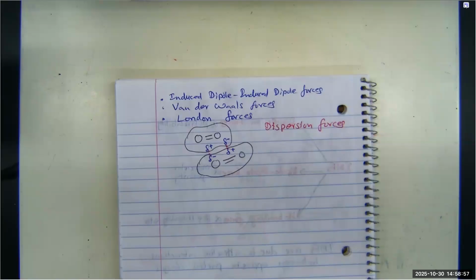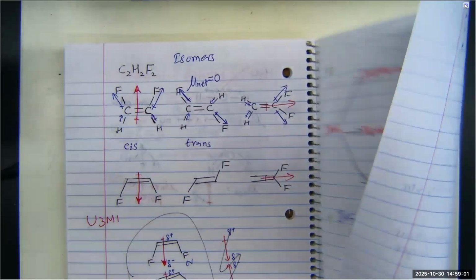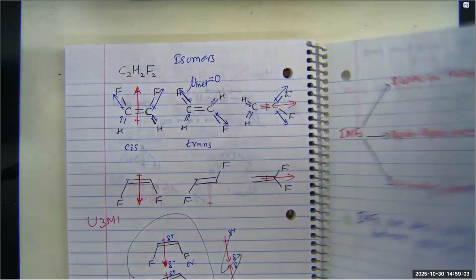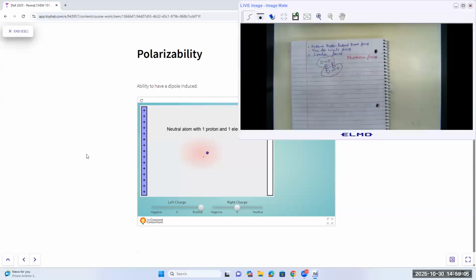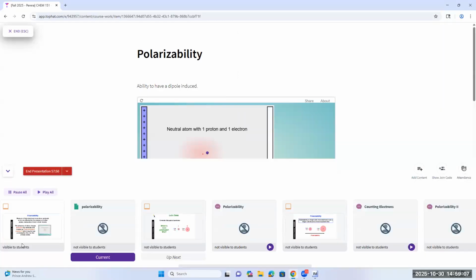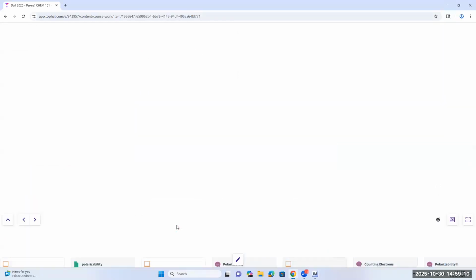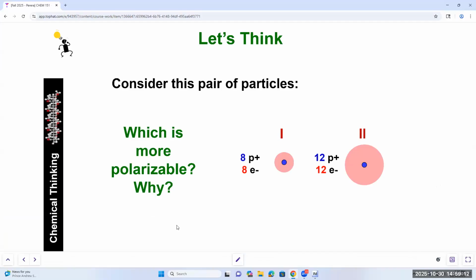Okay, let's have some fun with this now. So we understand dispersion forces. Let's go back to our slideshow. Now, here are two particles. Can you tell me which particle is more polarizable? Go ahead.